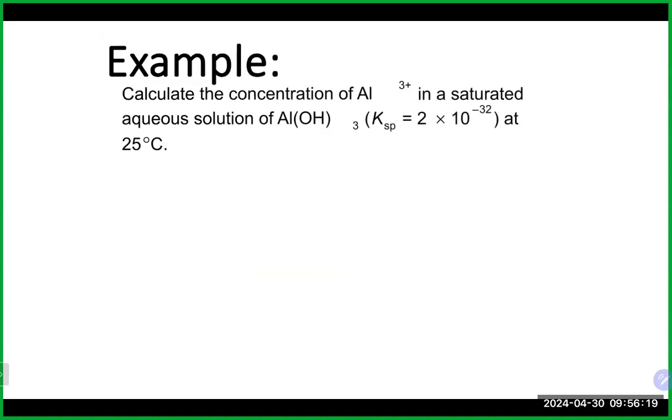All right, then let us do the next example that we have. Once again, sorry about the spacing here. What is the concentration of aluminum ions in a saturated solution of aluminum hydroxide? The KSP here is 2 times 10 to the minus 32. So give it a go, see what you come up with here. Okay, let's take a look.